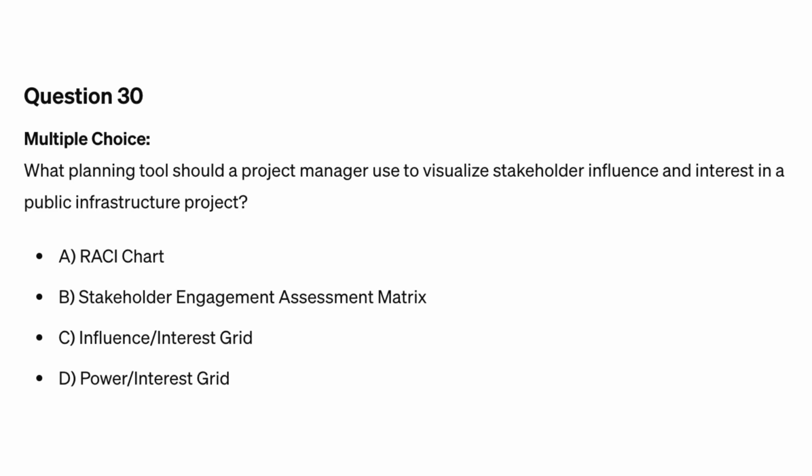Question 30. What planning tool should a project manager use to visualize stakeholder influence and interest in a public infrastructure project? A. RASI chart. B. Stakeholder engagement assessment matrix. C. Influence interest grid. D. Power interest grid.